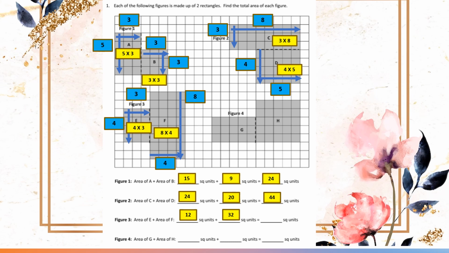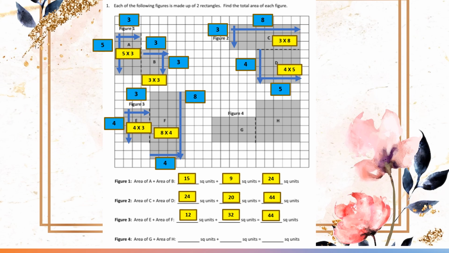So now we have to combine our areas for rectangle E and rectangle F to get the total area for figure 3. What's 12 plus 32? If you said 44, you are absolutely correct.